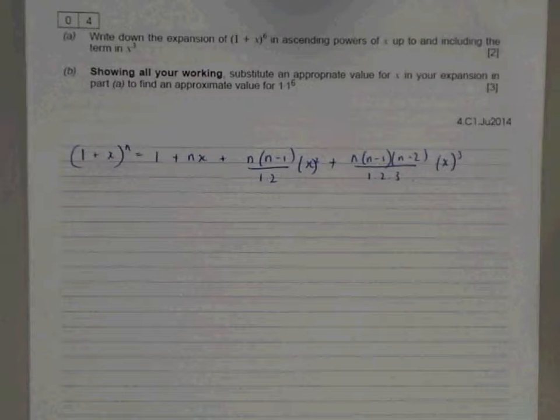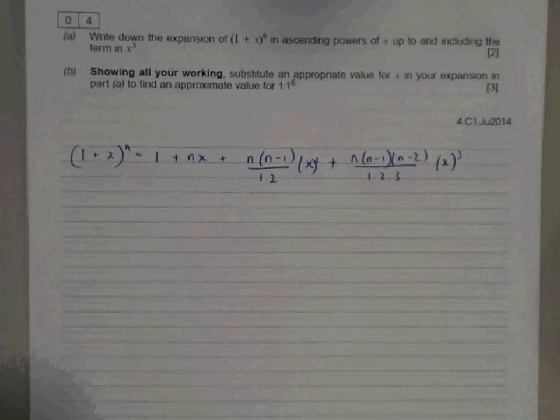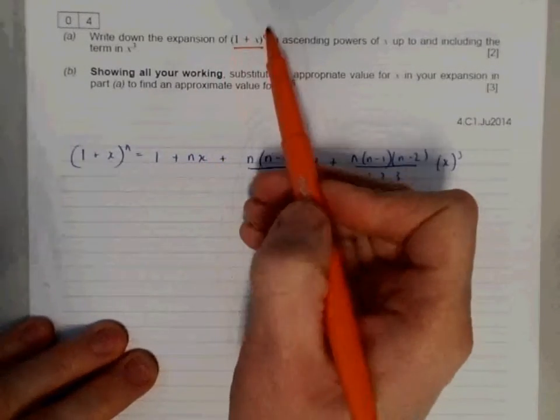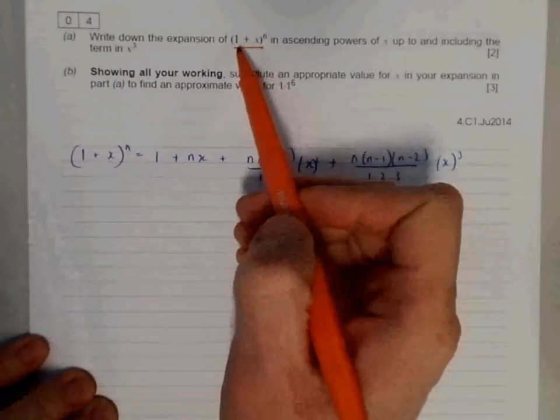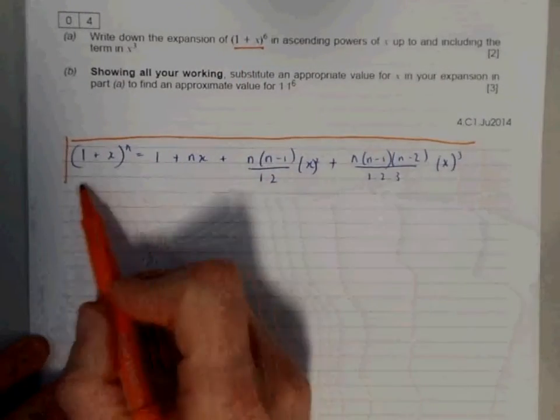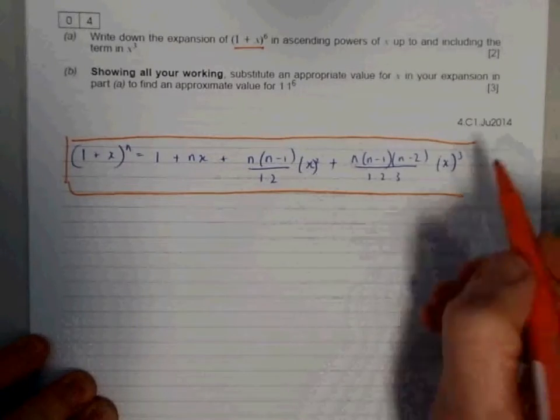Okay, binomial expansion, the easiest form, because you haven't got anything horrible in here to worry about. You've just got a power, 1 plus x, so you go straight to the formula book, and this is given to you. You write it down on your bit of paper in your answer booklet. Okay, so write it out.